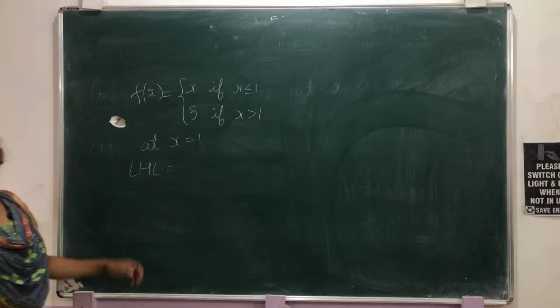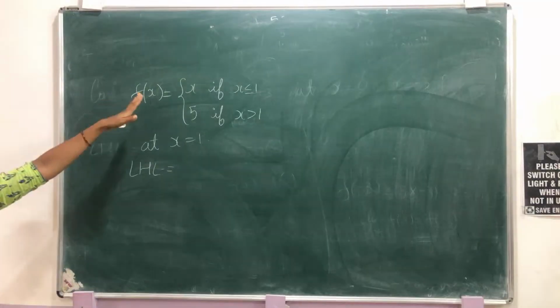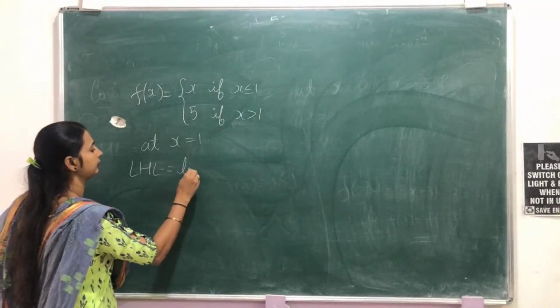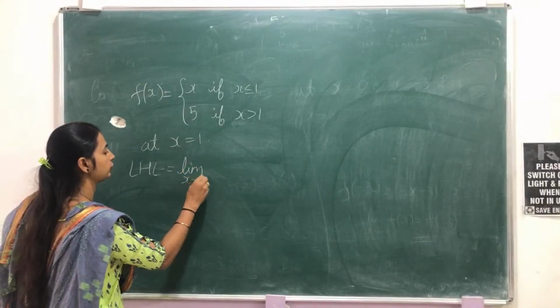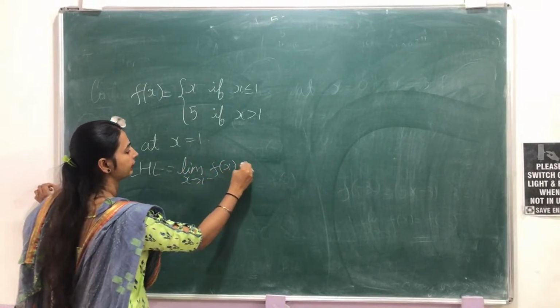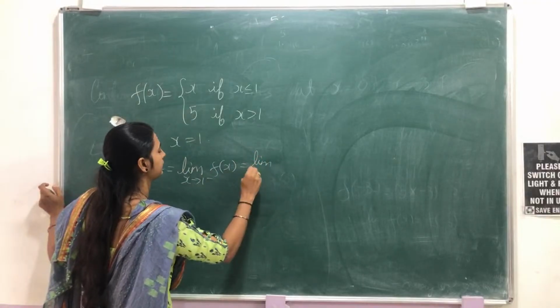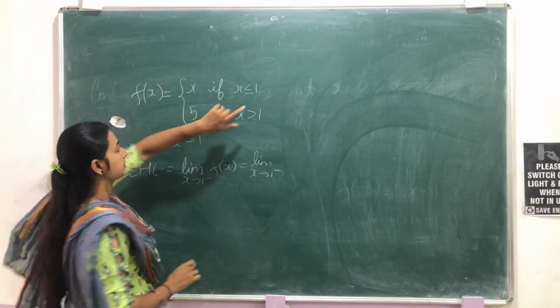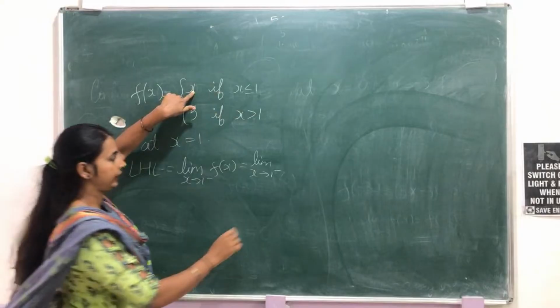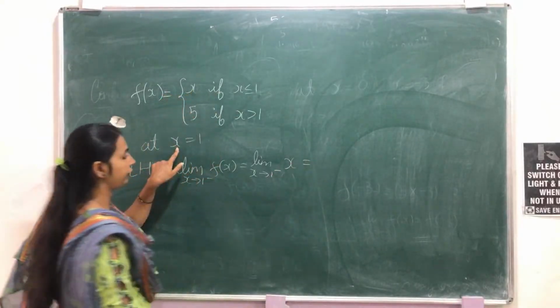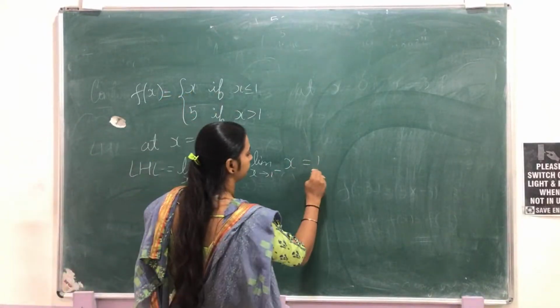Here you need to use second definition because left hand limit, right hand limit is given. What is left hand limit? Limit x tends to 1 minus f of x. So what you are going to get? Limit x tends to 1 minus f of x. For less than 1, what you have? X. What is the value of x? 1.